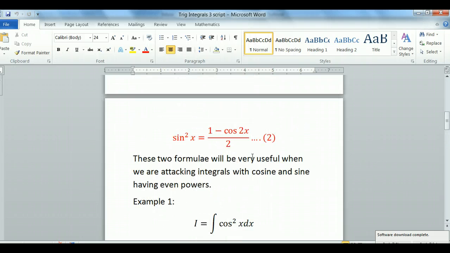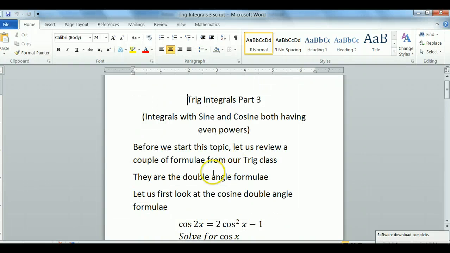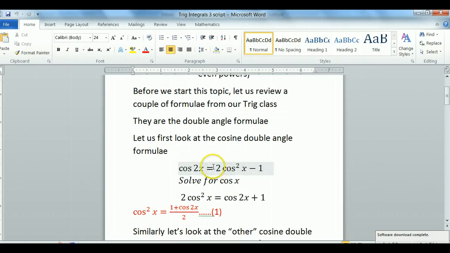Now before we learn how to attack this type of integral, we must review some topics from trig. Now you may remember that in trig we had a double angle formula. The double angle formula for cosine was cosine 2x equals 2 cosine squared x minus 1. Well, there were actually three of them, but one of the double angle formulas was cosine 2x is equal to 2 cosine squared x minus 1.